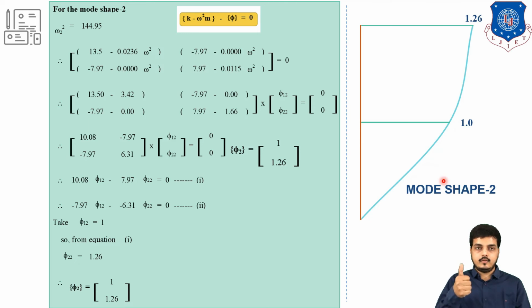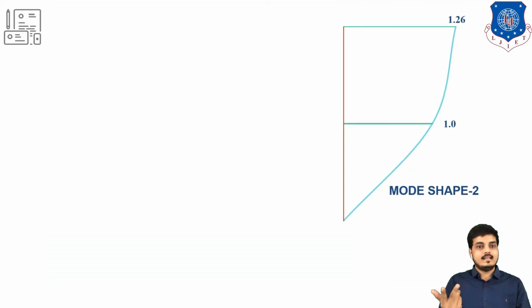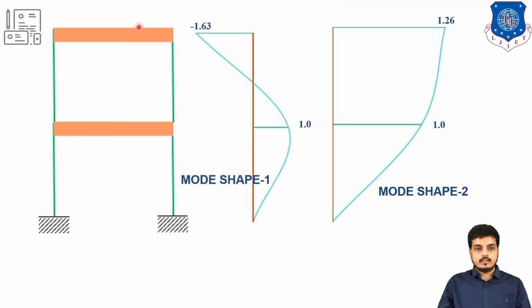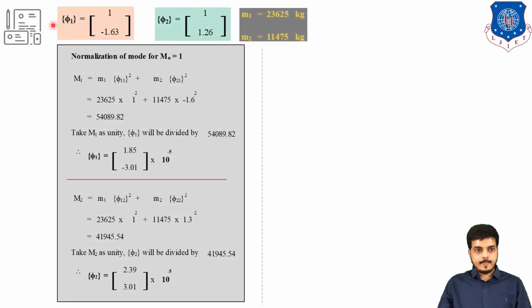So we have found the natural frequency and the mode shapes. Now we will be normalizing our mode shapes. Before that, look at this figure. This is mode shape 1 and this is my mode shape 2. First the building will be like this, and then the second story will be coming out over here, and during the natural frequency they vary their position. Now for normalization of the mode, for Mn equals 1.